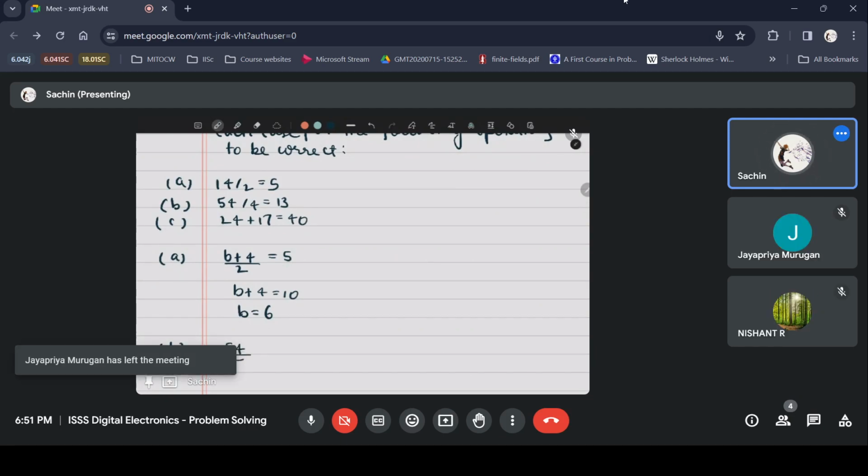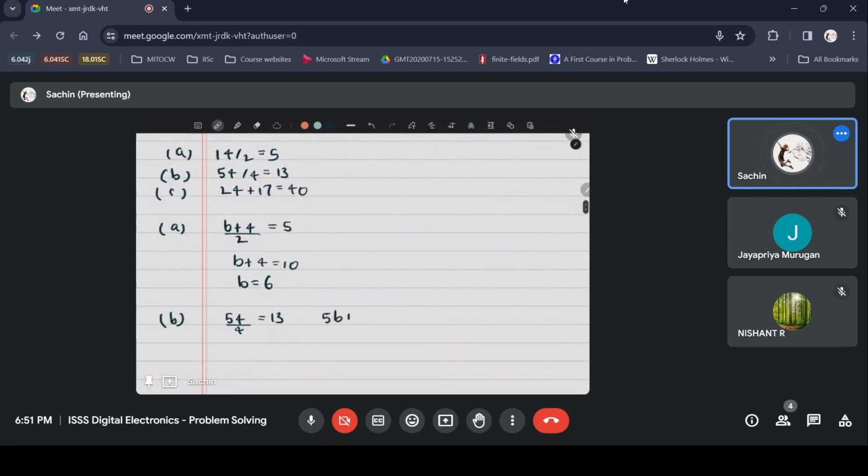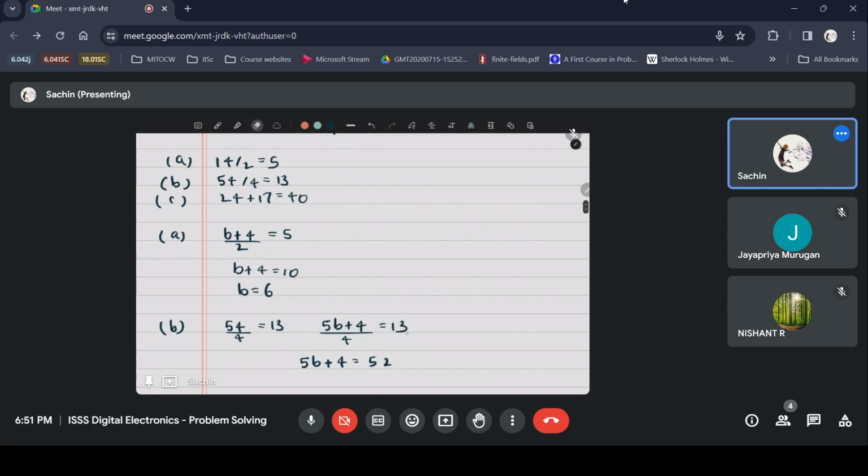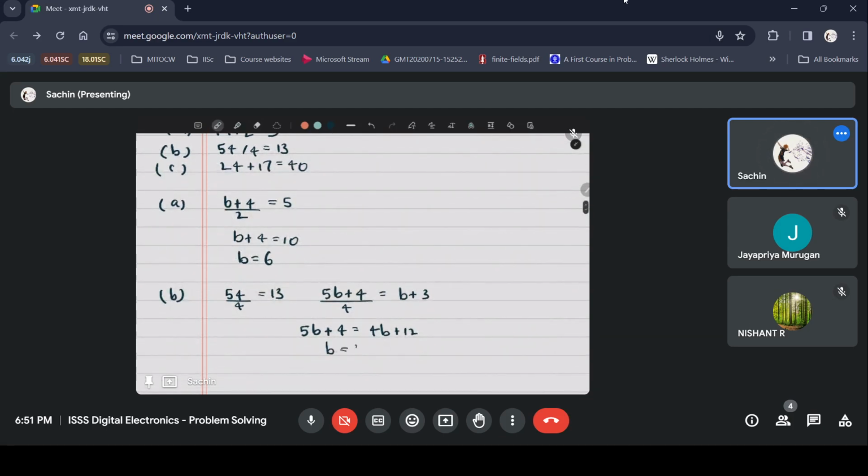54 by 4 is equal to 13, then 5b plus 4 by 4 is 13. So 5b plus 4 is 52. Wait, 13 also has to be written in that form. It's b plus 3. So this is 4b plus 12. So b is 8.